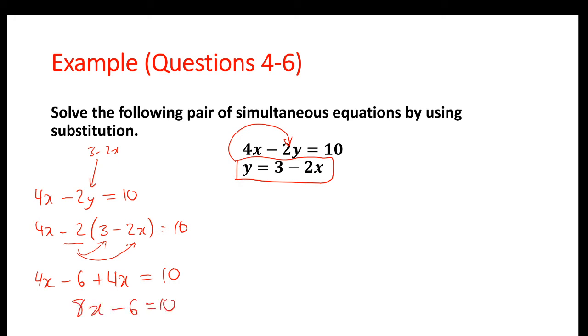Now to remove the 6, I'm going to add it to both sides, so plus 6 and plus 6. That leaves me with 8x is equal to 16. So then to remove the 8, we're going to divide both sides by 8. So that gives me x is equal to 2.